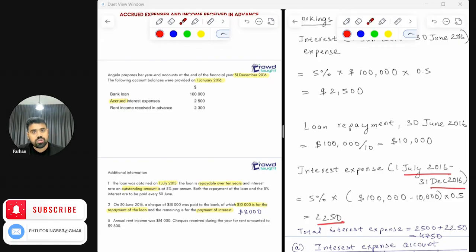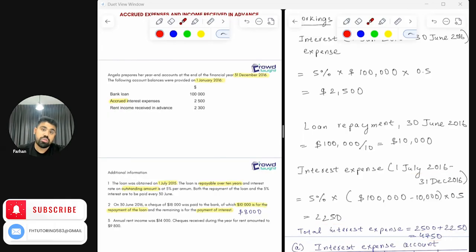So altogether, the total interest expense, which you will report in the income statement or the profit and loss statement or the statement of financial performance, is $2,500 for the first 6 months, plus an additional $2,250 for the remaining 6 months, which gives us $4,750. Okay? All right.